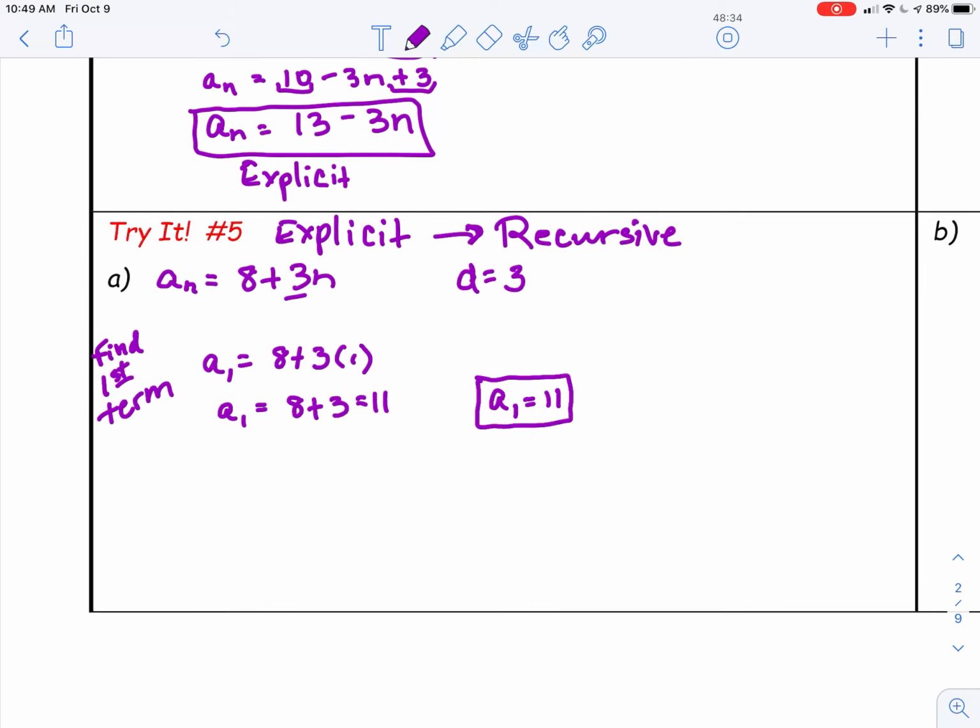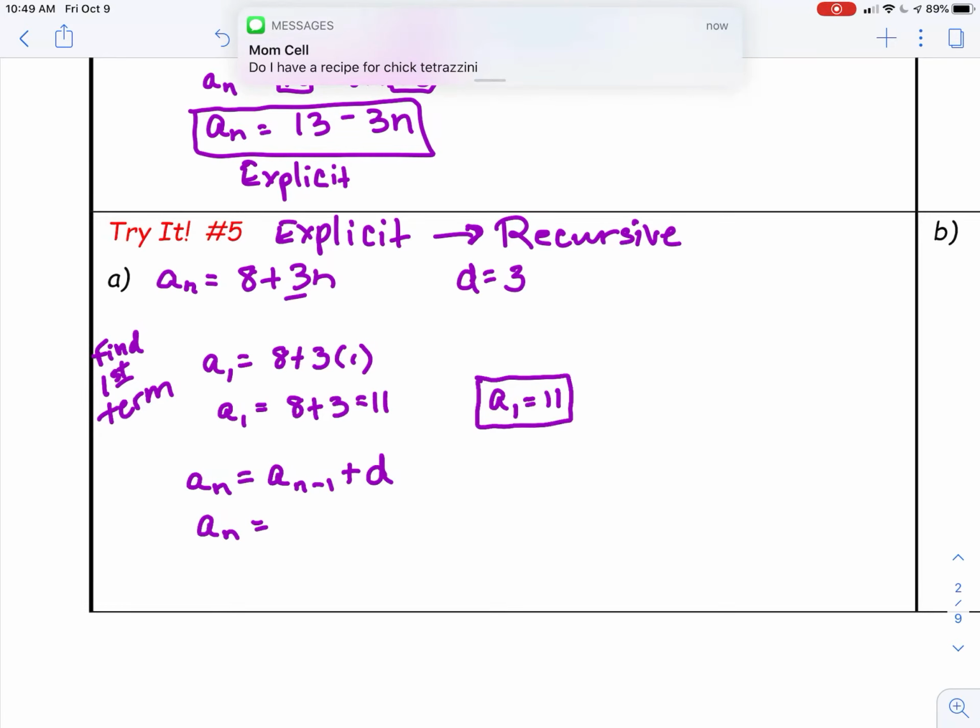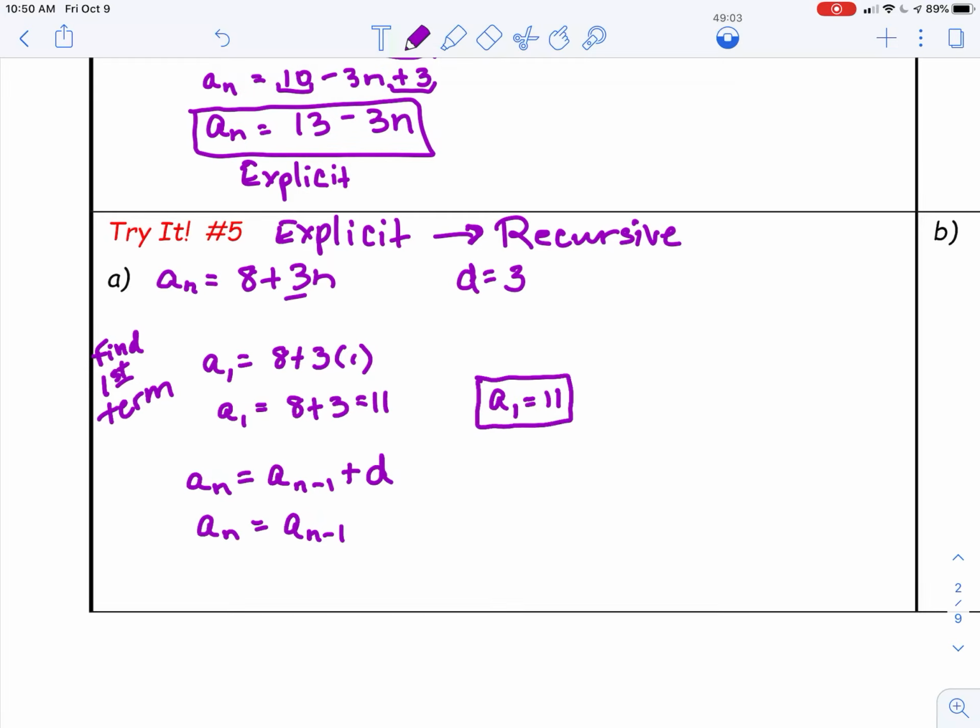So now I'm going to write the recursive formula. And if you don't remember what it is, go back and find it. It's the nth term equals the previous term plus d, right? So here we know that d, we already know, is 3.